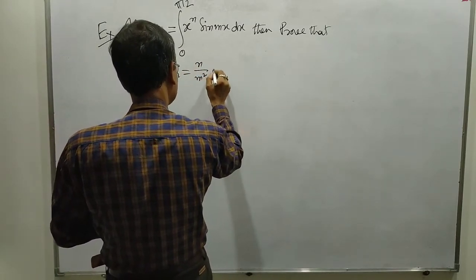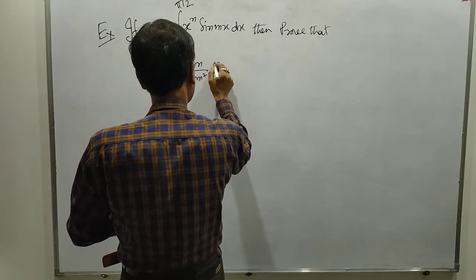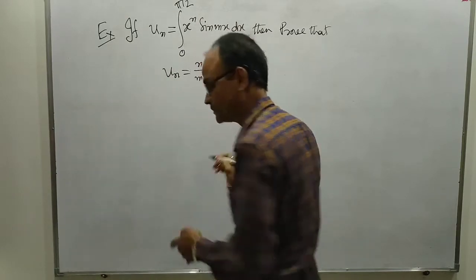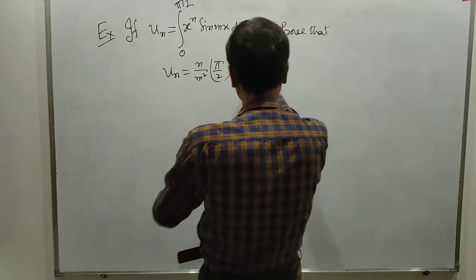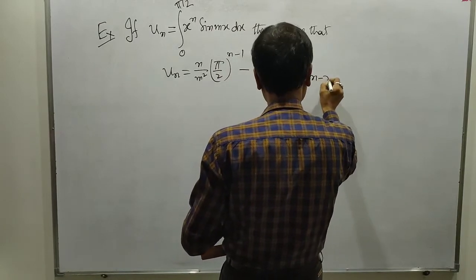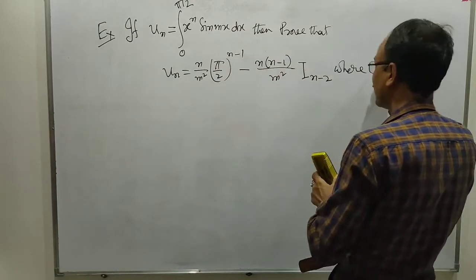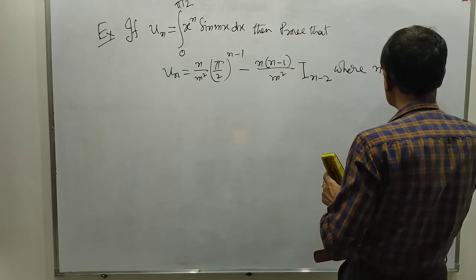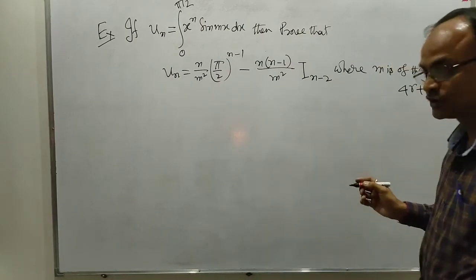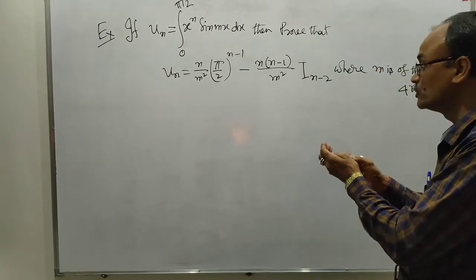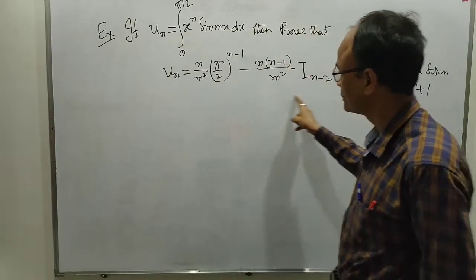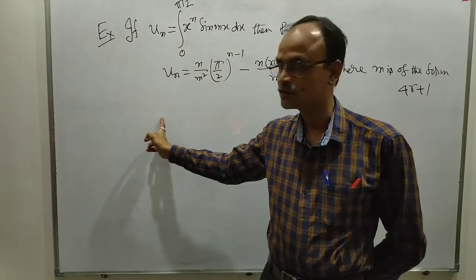n divided by m square, pi by 2 whole to the power n minus 1, minus n into n minus 1 divided by m square I n minus 2, where m is of the form 4r plus 1. We have to show that, Un equal to integration 0 to pi by 2 x to the power n sin mx dx, then prove that Un equal to this. This is the reduction formula we have to prove.